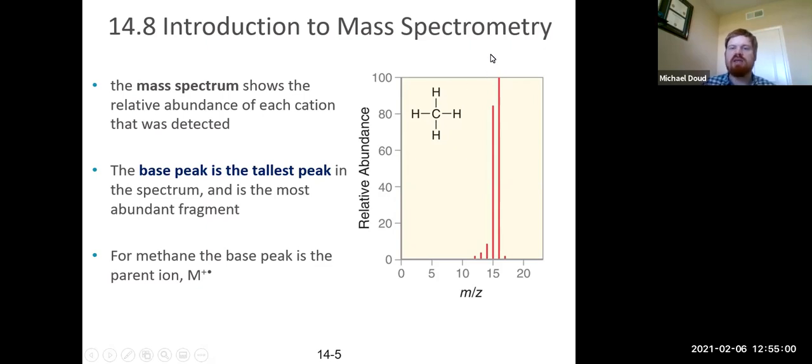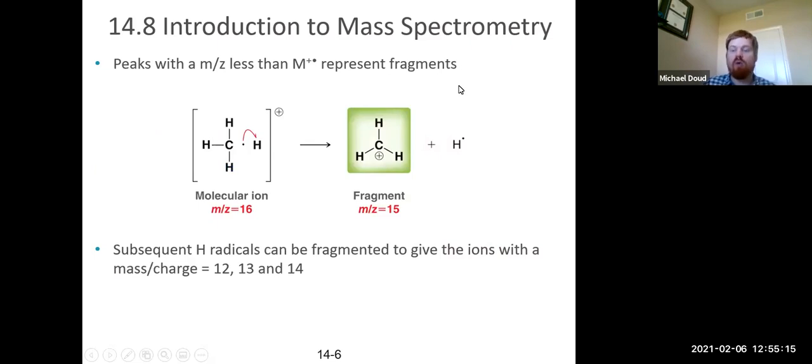And so this parent peak is the base peak for methane. So again, we want to remember the base peak, that's the tallest one, and that one's the one that's set to 100 relative abundance. That's how you can identify what the base peak is. But it's important to note, the base peak is not always going to be the parent peak. It just happens to be in this case.